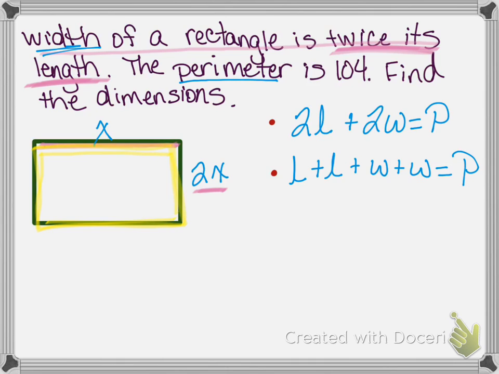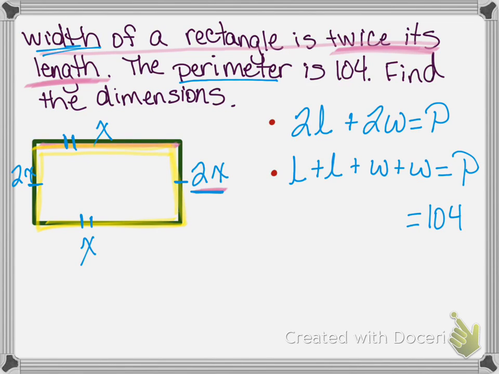So if this is 2x, what is this side over here opposite the 2x? So if this side right here is 2x, what's this side? 2x. Okay? If this side is x, what is this side? X. Okay? So I can do length plus width plus width. I can add it all up, and that's going to give me 104.